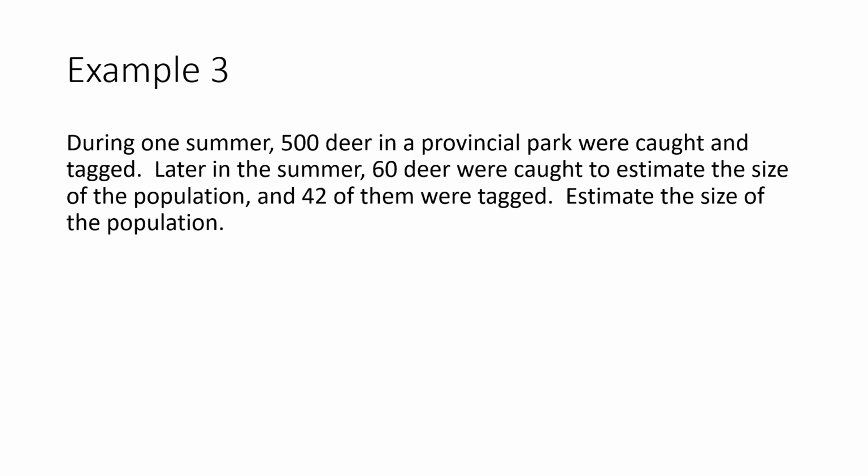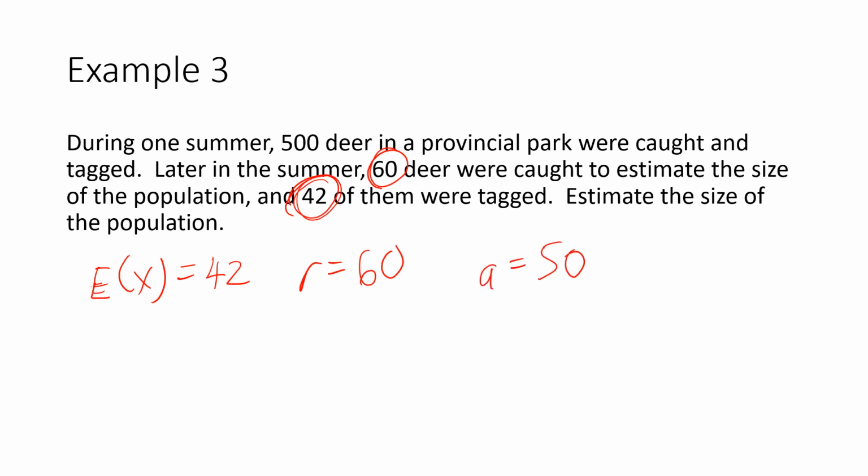Okay, so through these trials, we got an expected value of 42, right? That's like the expected value here. We averaged 42. Now r is the number of trials. We tried catching 60 deer. The number of possible successes available is 500. Of all the deer in the park, 500 of them are tagged. So we just have to solve for n, right? That's what we're trying to solve for here. So it's just the expected value formula, but rearranged.